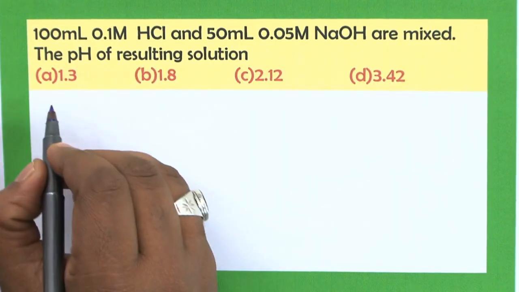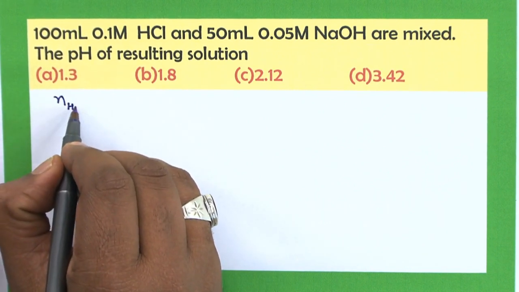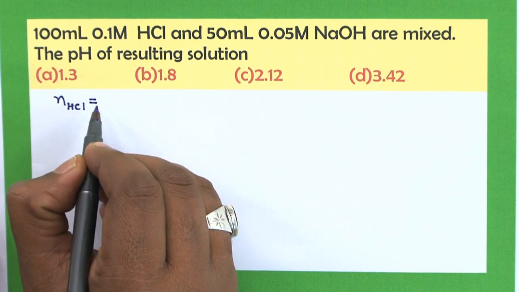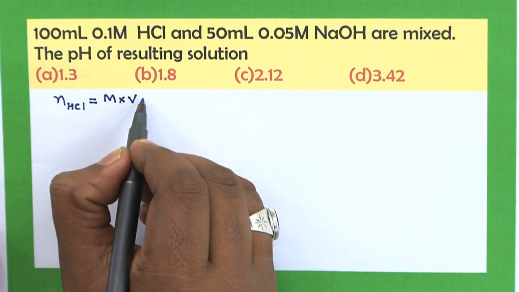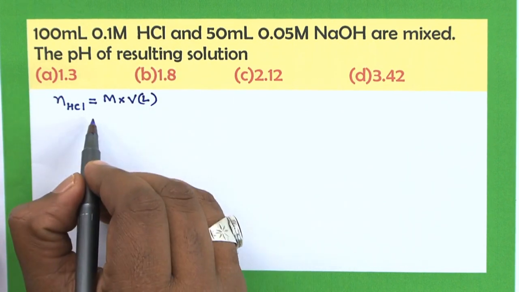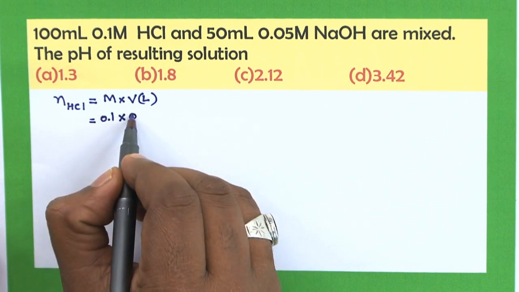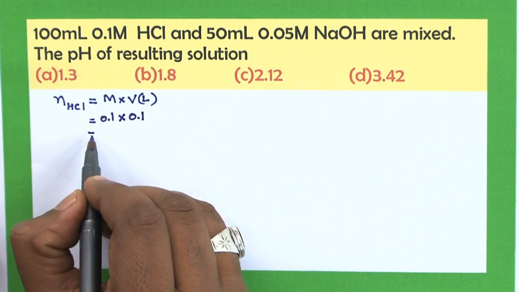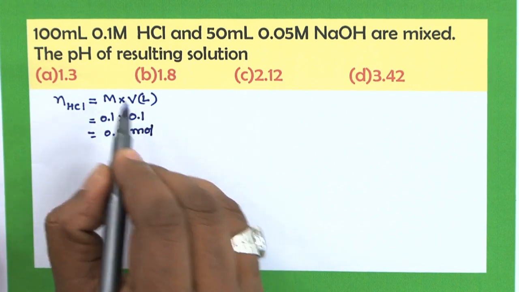Now, the number of moles is given by the formula molarity into volume. So the number of moles of HCl is equal to molarity of HCl into volume of HCl, provided the volume is in liters. If you take volume in ml, you get millimoles. Molarity is given as 0.1 and volume as 100 ml, which is 0.1 liter, so 0.1 into 0.1 will be equal to 0.01 mole. This is the moles of HCl.